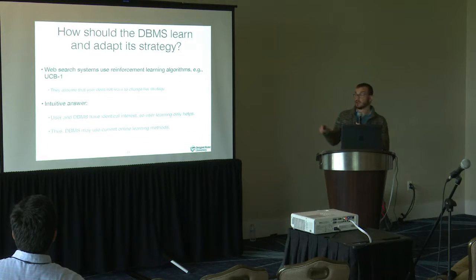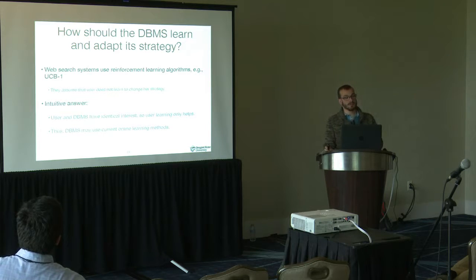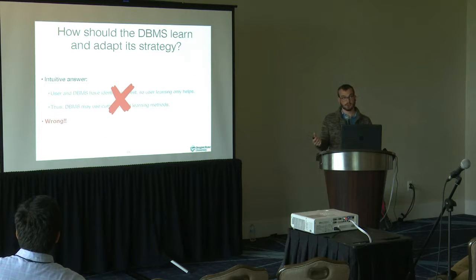Okay. So the next portion is going to talk about how the database system should actually learn and adapt its strategy. So current search engines use reinforcement learning algorithms, such as UCB1, which is a pretty popular one. However, they assume that the user doesn't learn to change their strategy. So the first thing that may come to mind is pretty intuitive then. If we have a user in a database system that share the same interests, and we assume the user does learn, then that's great. That can only help, right? And so these current online learning algorithms should be able to work. However, that's not true. They don't.